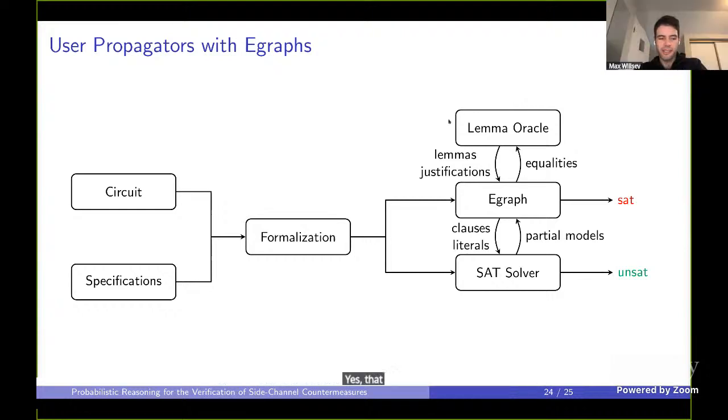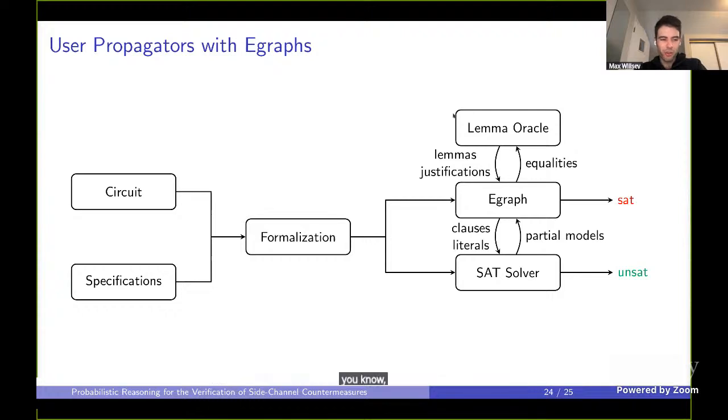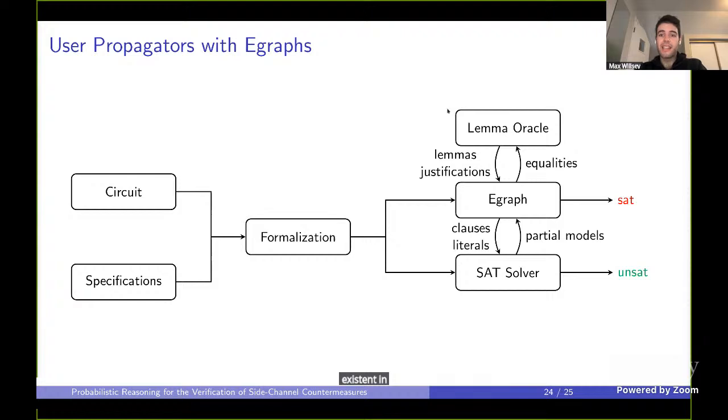Yes, that's what I was going to say. I think the major, while certainly there are lots of technical things to be sorted out, in broad strokes, there are capabilities very similar to a lot of the things that you're talking about, like conflict clause generation or user propagators, existent in our community. The big one that is missing is backtracking.